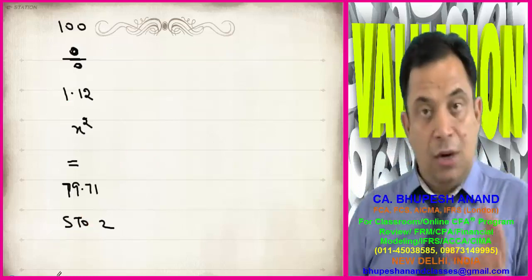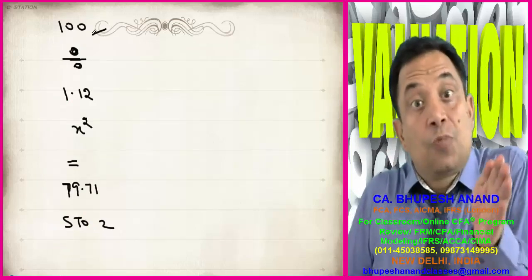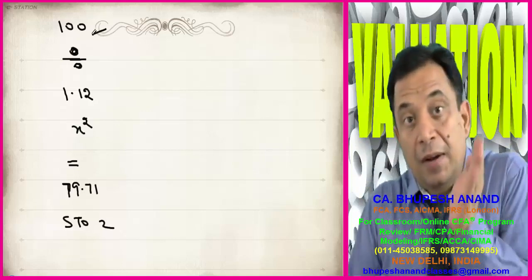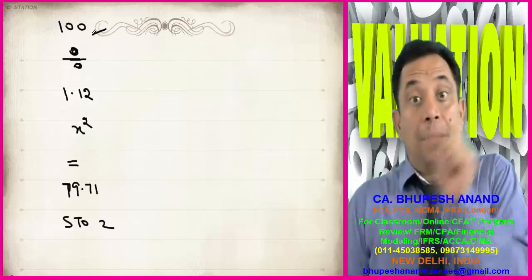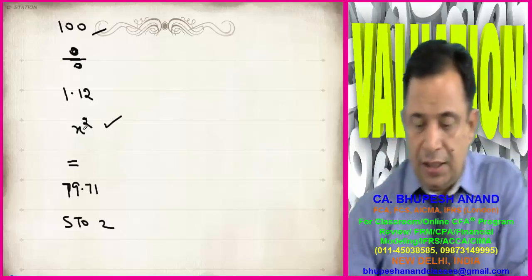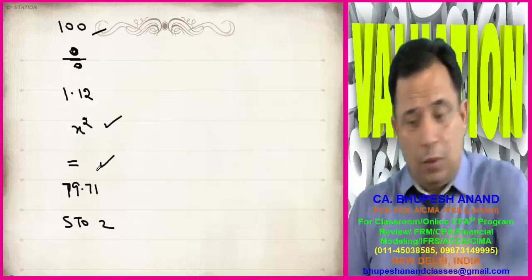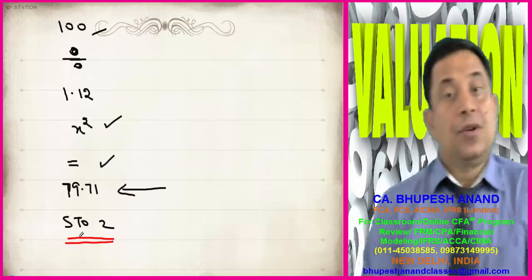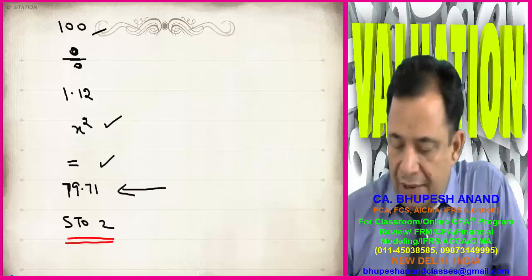For the second year also I am getting a coupon of 100, but the spot rate for the second year is 12%. So divided by 1.12, but because it is for the second year, I am doing x square here. Equal to, please see in your calculator, that is coming as 79.72. So I am storing it in STO2.